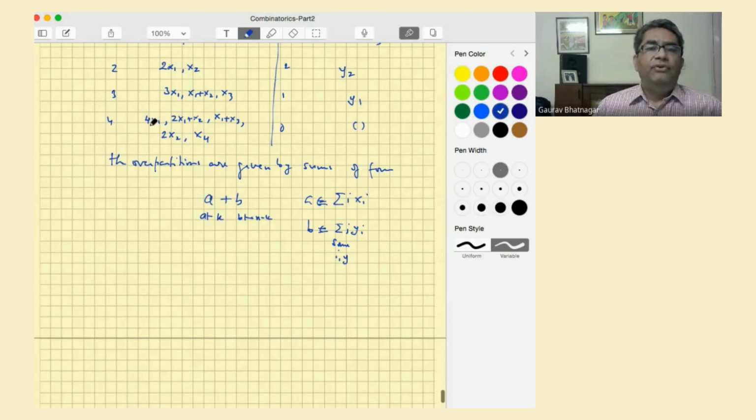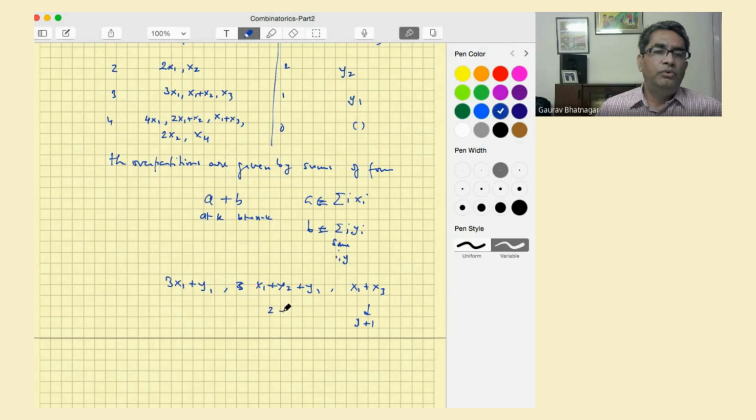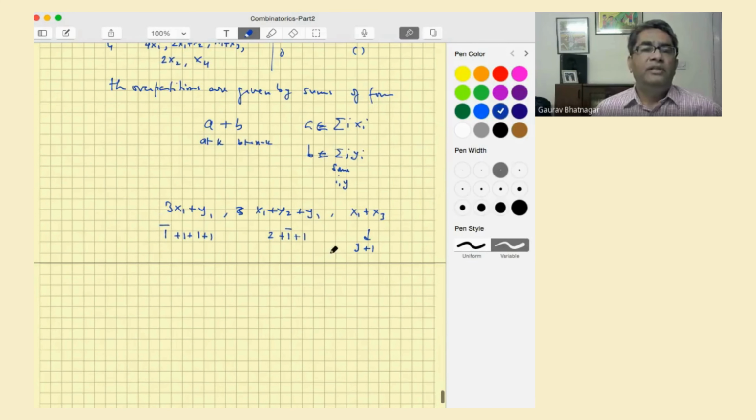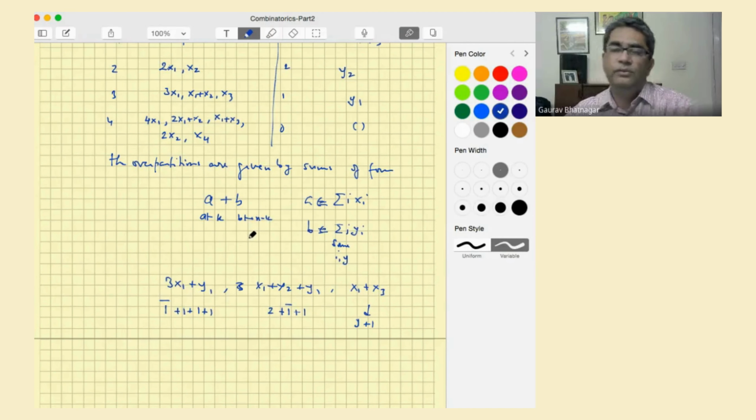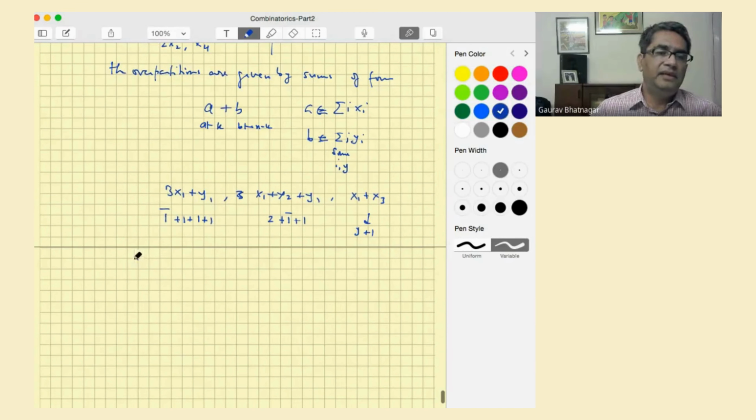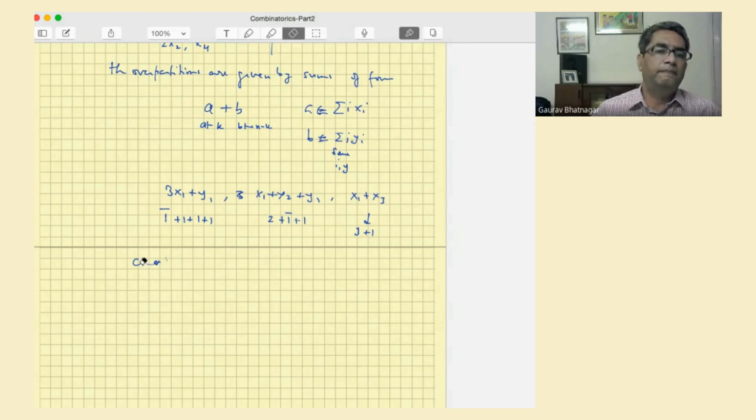Right. So ultimately, for example, you'll get things like this: 3x1 plus y1, x1 plus x2 plus y1, x1 plus x3 plus nothing. So this corresponds to 3 plus 1. This corresponds to 2 plus 1 plus 1. The first is overlined. This corresponds to 1 plus 1 plus 1 plus 1. So all these are overpartitions. So it's clear, this is clearly a model for convolutions.